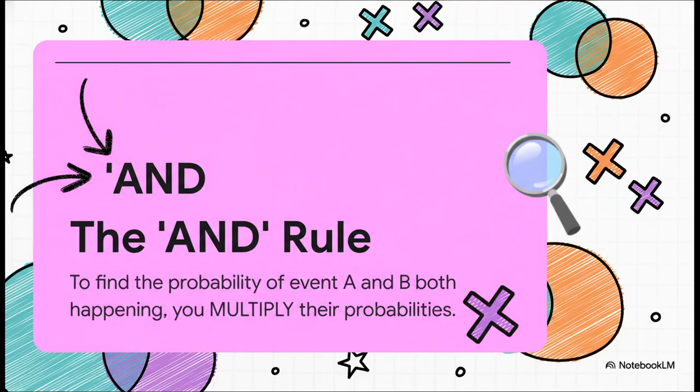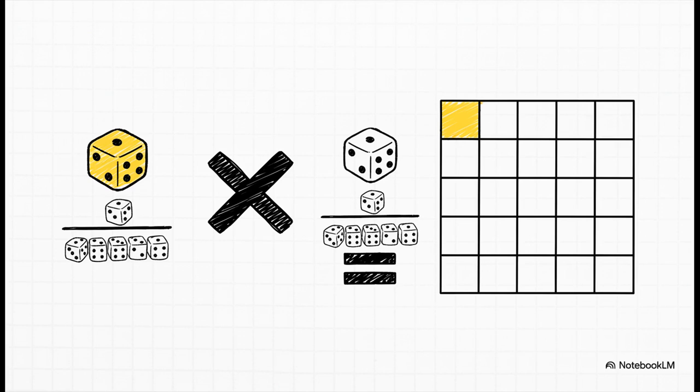This is a big one to remember. Think about it. The chance of rolling a 6 on one die is 1 in 6. The chance on the second die is also 1 in 6. So we multiply 1/6 by 1/6, and we get 1 in 36. Whoa! See how much smaller your odds just got? It's much, much harder for both things to happen.